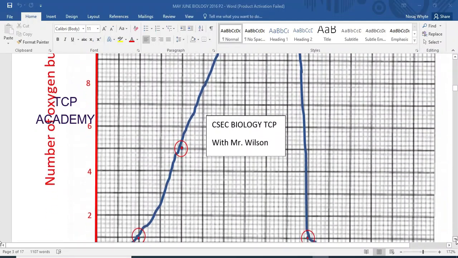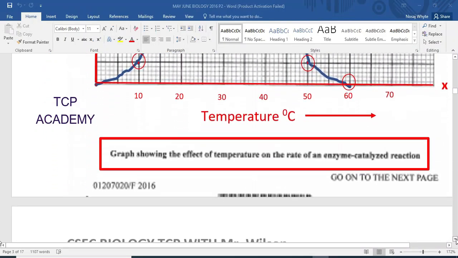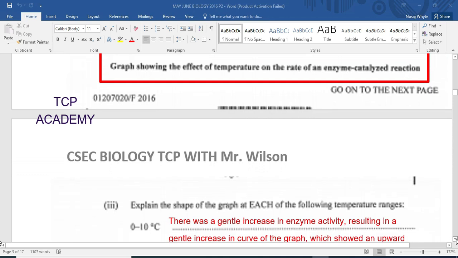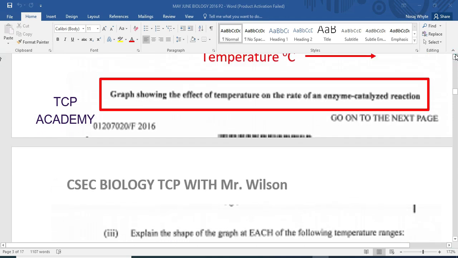So we move on to the other questions, and students tend to say, I would want to see the question and not the answer. So we're going to try as much as possible to see how best we can do that. So explain the shape of a graph at each of the following temperature ranges. So we want to explain the shape of the graph. In explaining the shape of the graph, two things might be captured. Why is the graph shaped like it is shaped? And what does the shape actually mean?